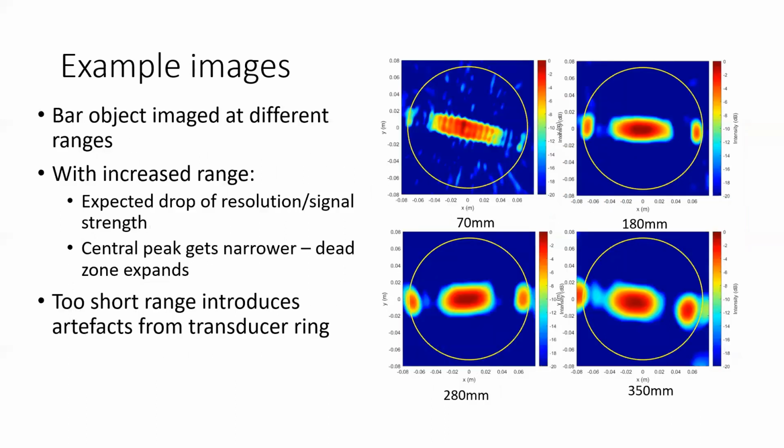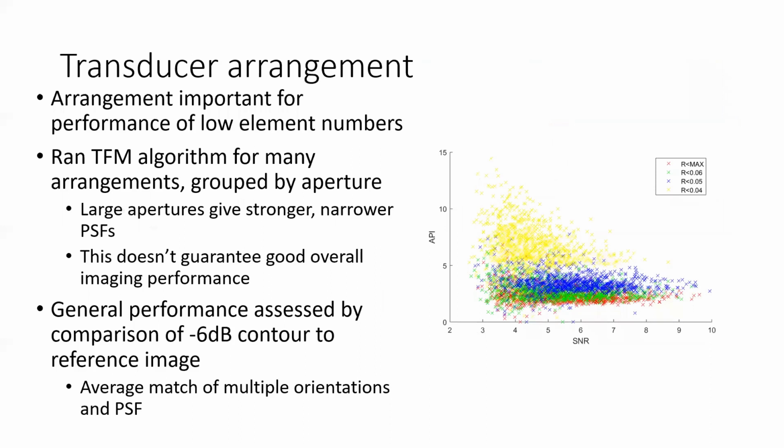This effect seems to depend on range, which makes sense with this reasoning. So as you're imaging things at a greater range, as it moves further away, you can see that the central region of the bar goes from being wide and rectangular to narrow and more circular. So the dead zone widens as you get further away.